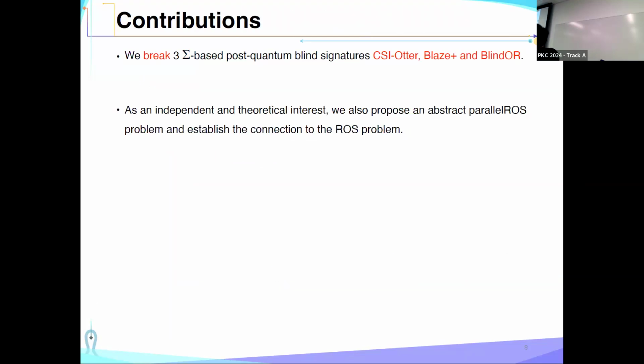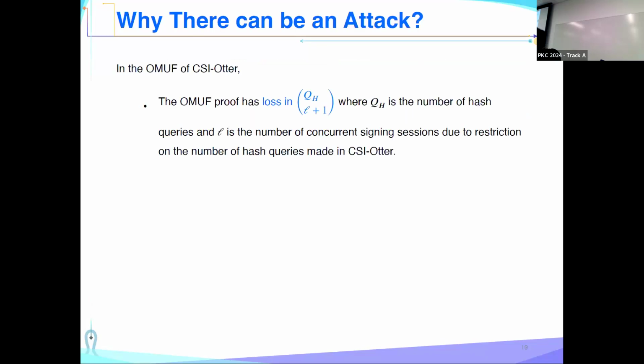And our contribution is very simple. We break three sigma protocol-based post-quantum blind signatures, including Sterlin, Blaze+, and BlindOR. And we have an independent, theoretical contribution: we propose an abstract parallel ROS problem and establish the connection to the ROS problem. It's of theoretical interest, but I will not talk about this in this talk.